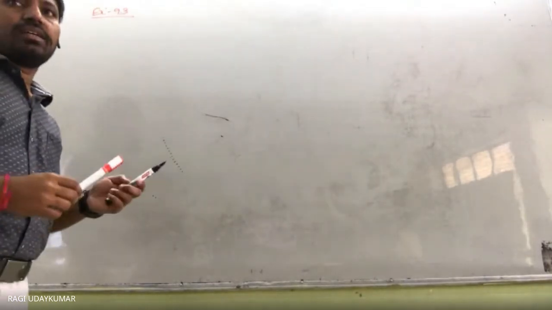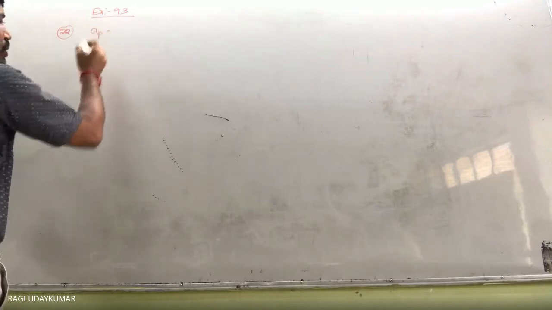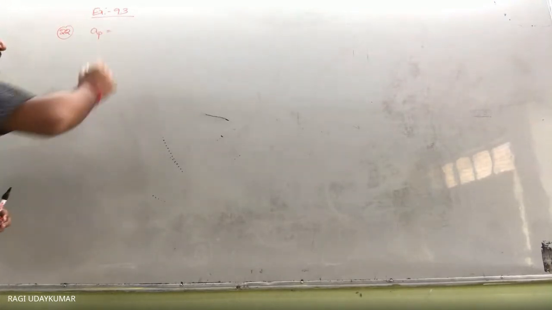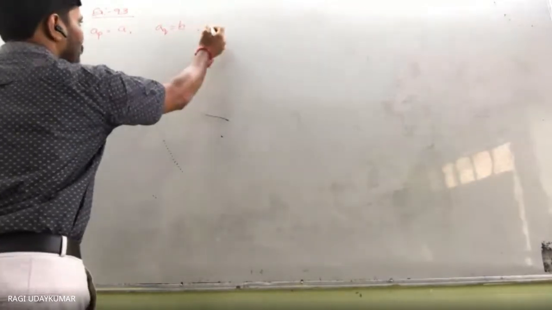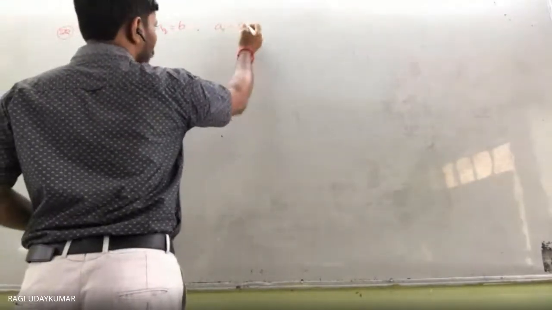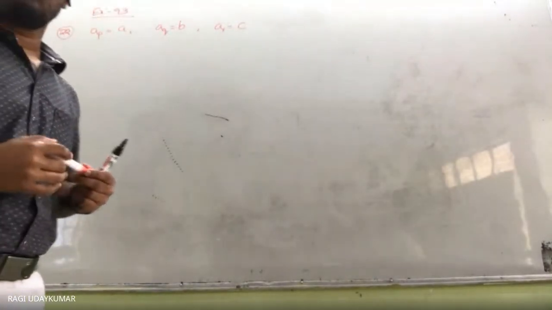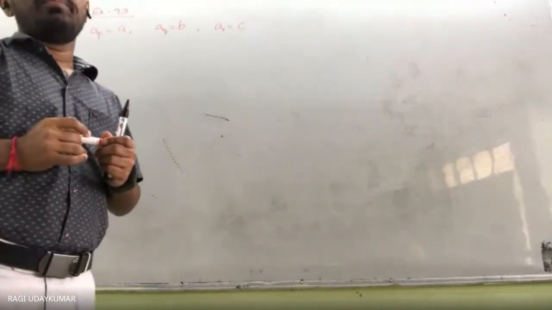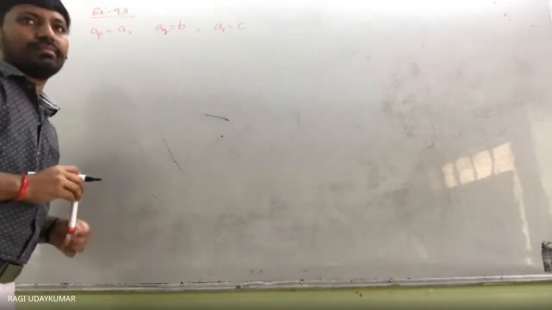Second problem, see here. The P, Q, and R terms of the geometric progression are a, b, c respectively. The P term is equal to a, the Q term is equal to b, and the R term is equal to c. We are asked to find a power q minus r into b power r minus p into c power p minus q is equal to 1.